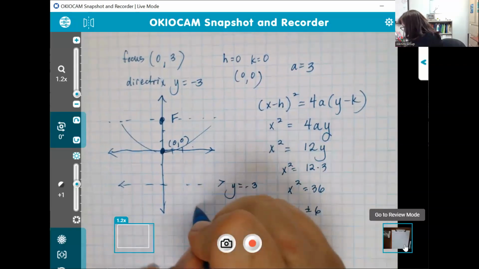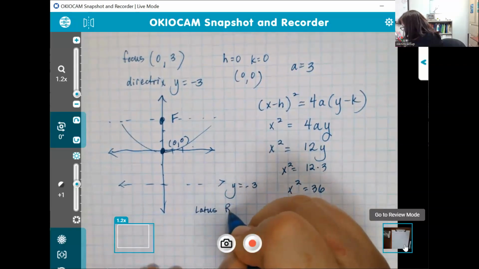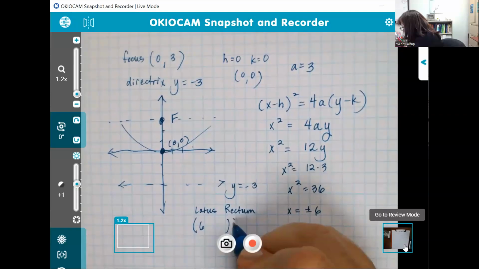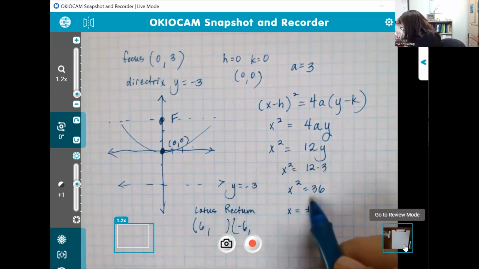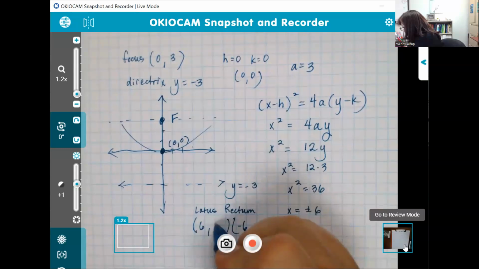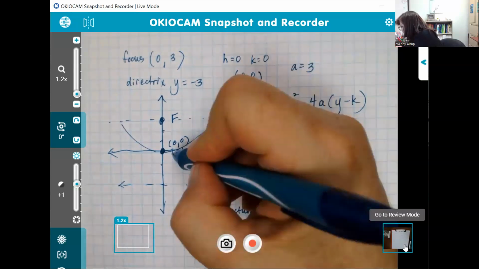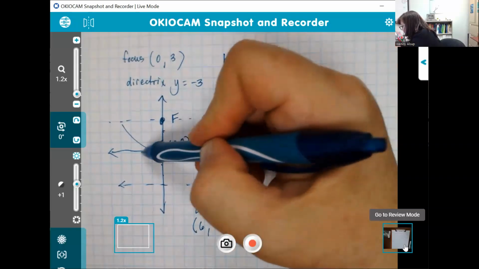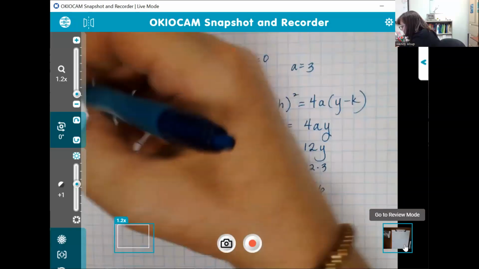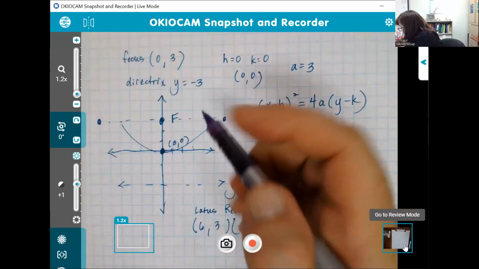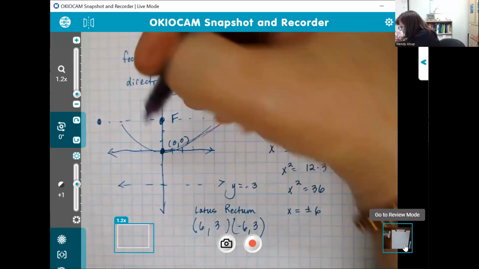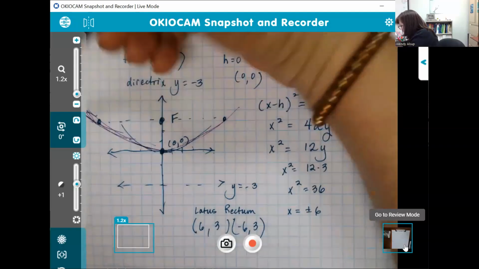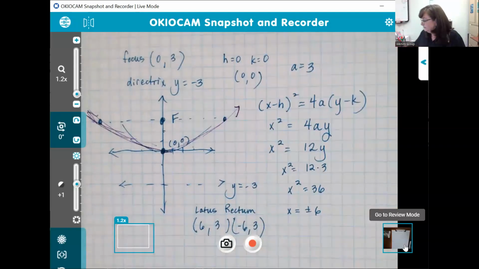So my latus rectum then is going to have x values of 6 and -6 and a y value of 3. 6, 3, 1, 2, 3, 4, 5, 6, 3, and -6, 3. Love to be a better drawer, but I am not. Nevertheless, you get the idea.